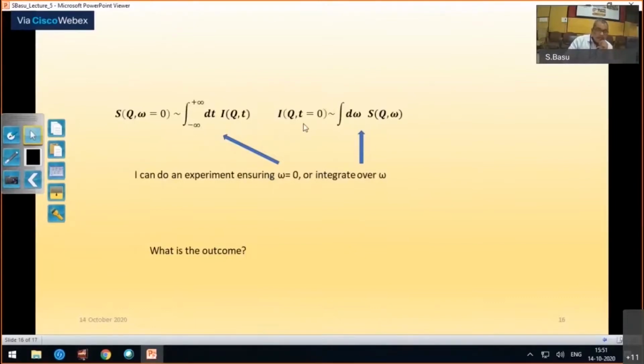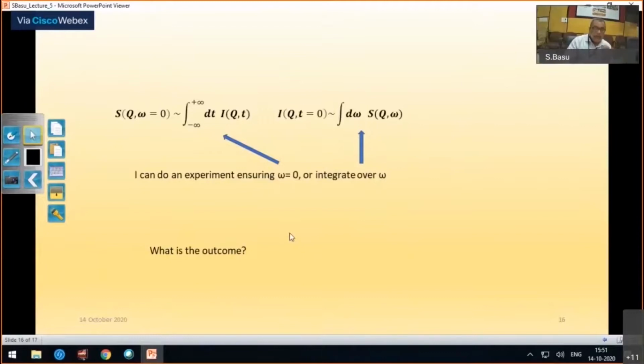On the other hand, if I write I of q, t equal to 0, because then it was e to the power i omega t d omega, again t equal to 0, e to the power minus i omega t disappears. It is an integral over omega. So this is an integral over energy of S of q, omega. These are two different experiments.